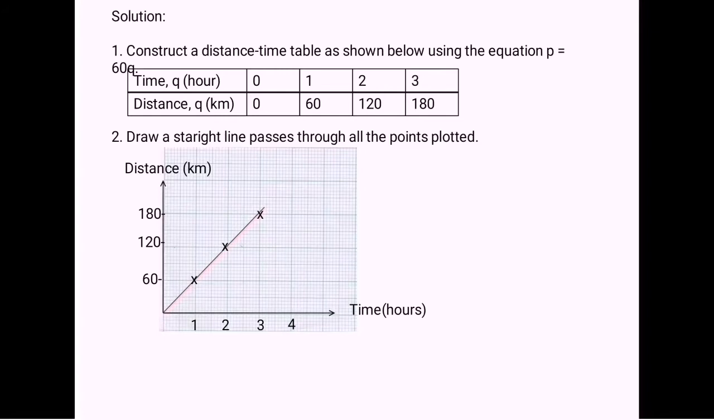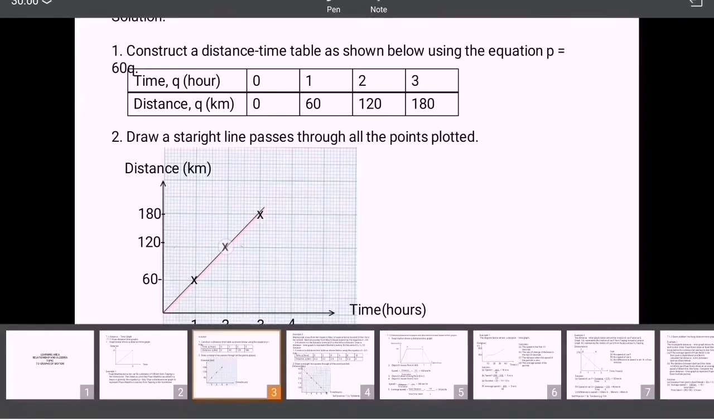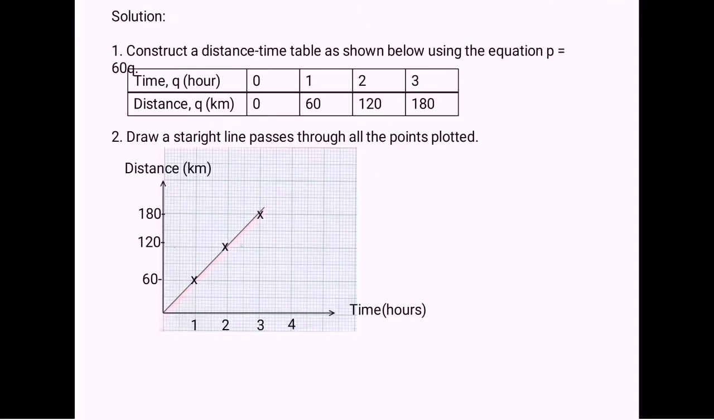So you draw the y-axis as distance and the x-axis as time. So plot the 3 points here and use a ruler. Okay, so this is the answer.